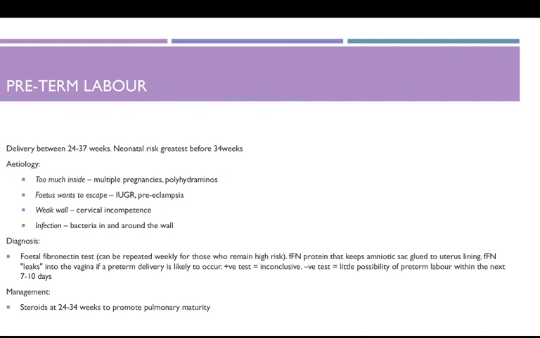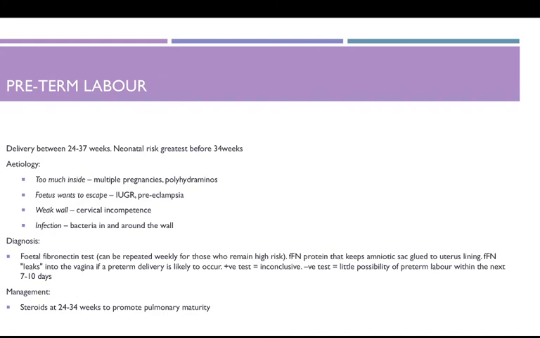So the way it's diagnosed is fetal fibronectin test. This test can be repeated weekly for those who remain high at risk. Fetal fibronectin is a protein that keeps the amniotic sac glued to the uterus lining, and if preterm delivery is likely to occur, you get a leakage of this into the vagina. So a positive test is inconclusive.